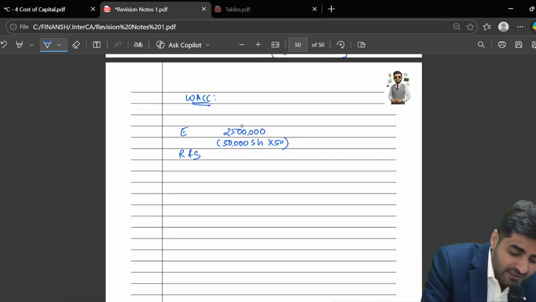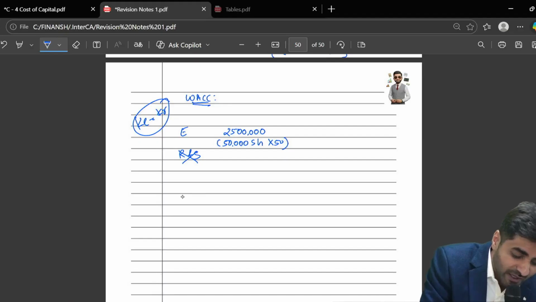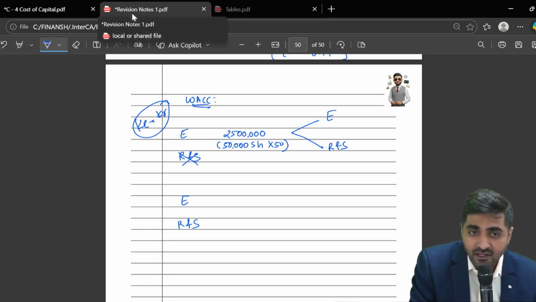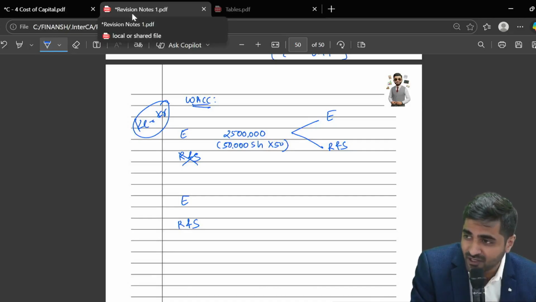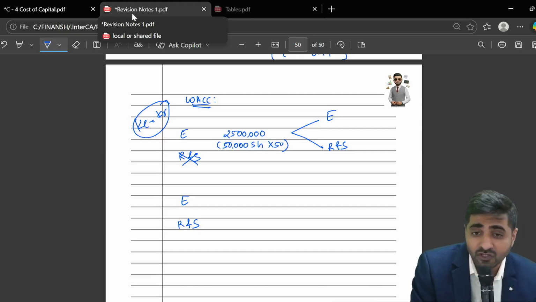Now, my dear students, if KE and KR would have been the same, then I would have written only equity 25 lakhs and I would have done it accordingly. But in this question, is my KE and KR the same or different? So that is why I have to write down your equity and also your reserves and surplus. So this 25 lakh rupees, which is the market value of equity, I have to divide some part in equity and some part in reserves and surplus. So what should be the proportion in which we have to make this division? That proportion has to be what?